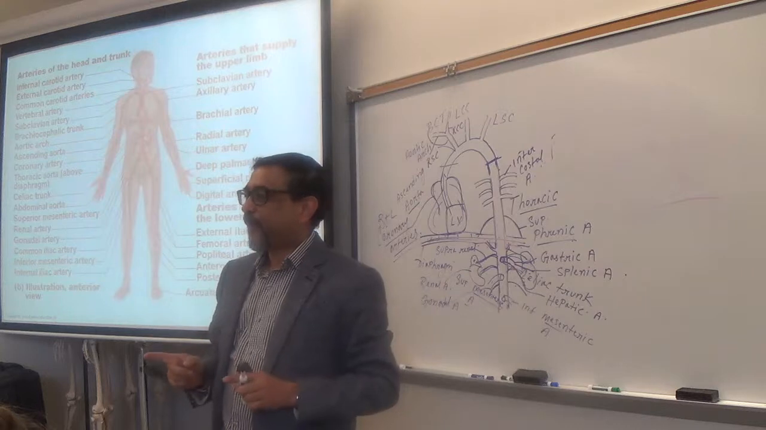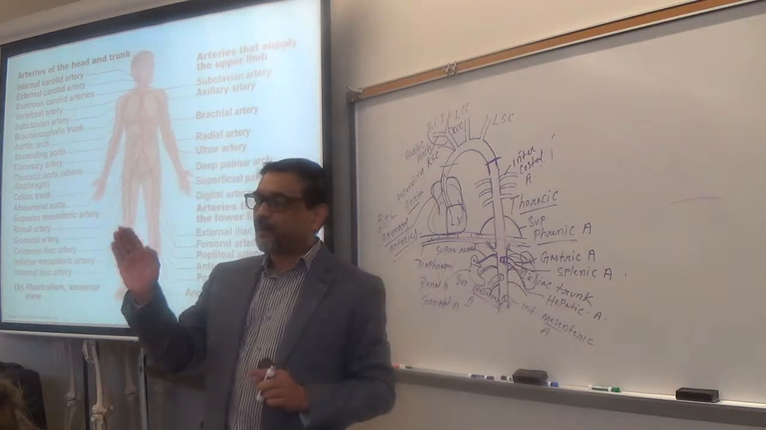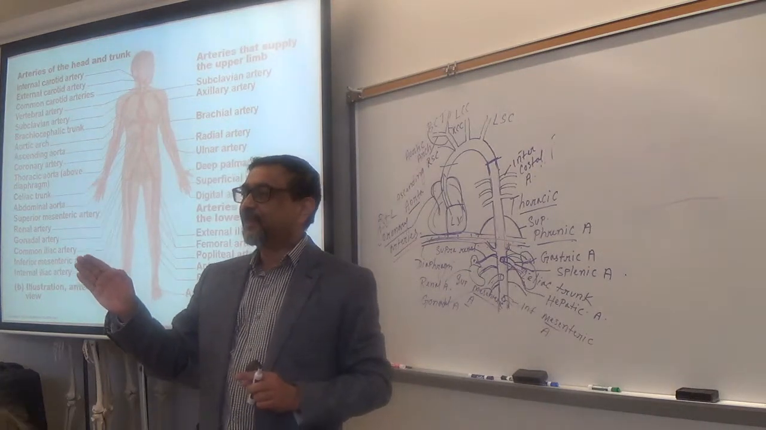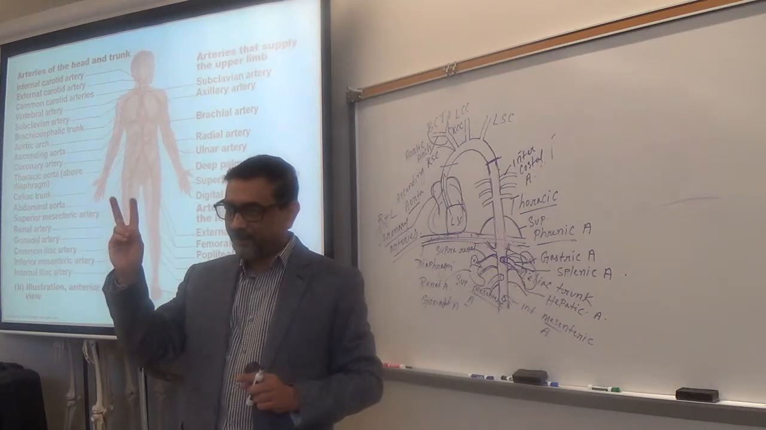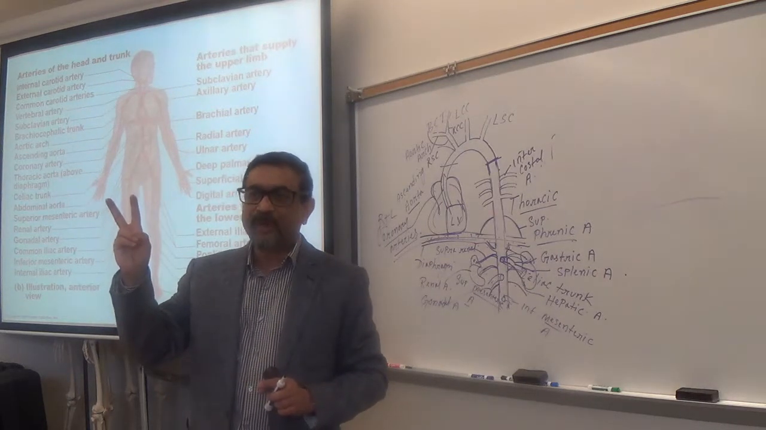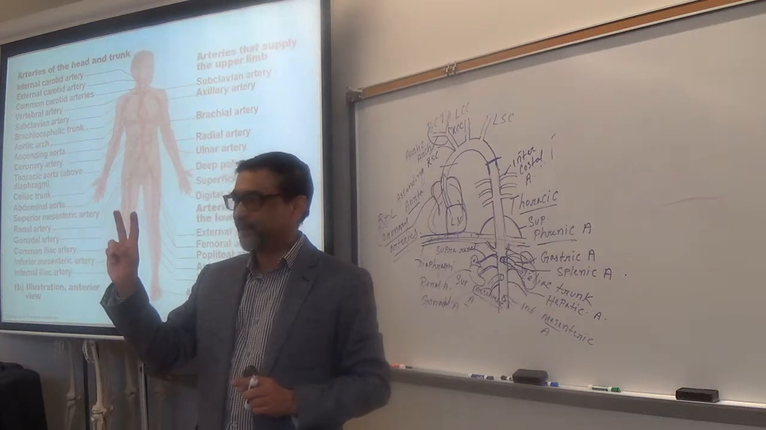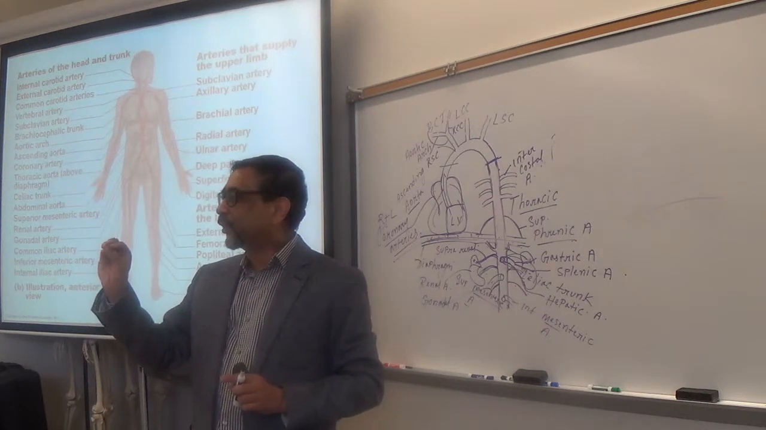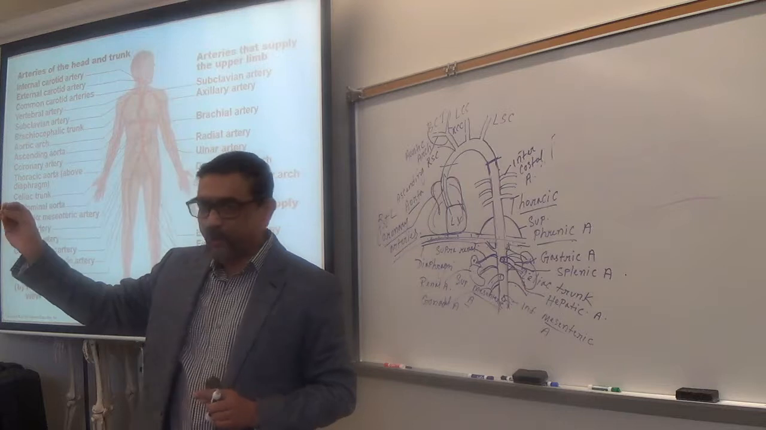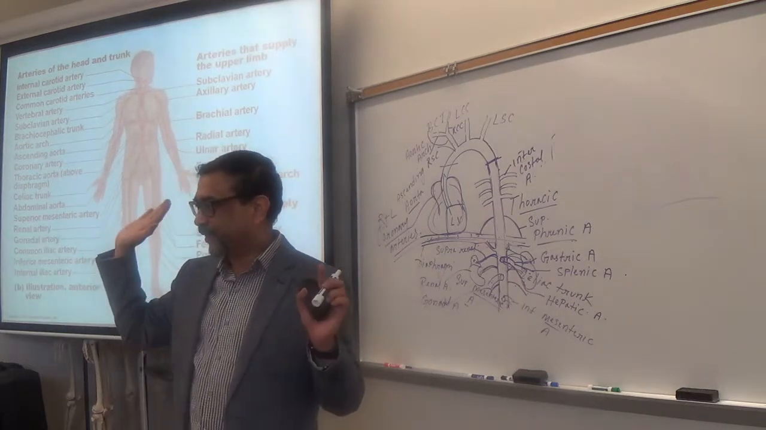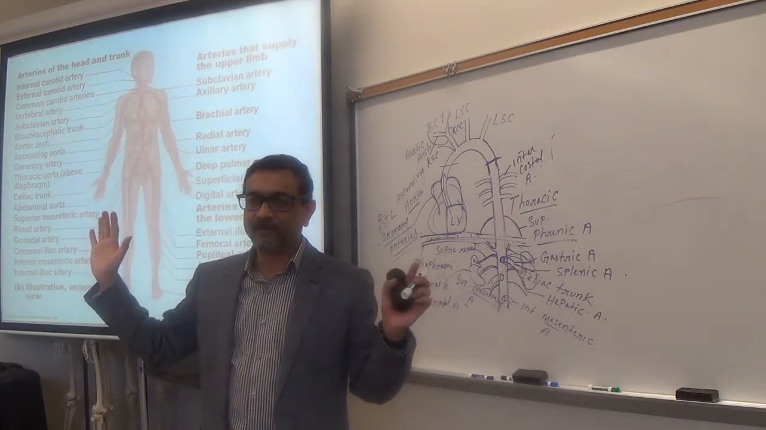Now common. I said when you hear common in arteries, usually common divides into what? Two. Internal and external. So both right common carotid and left common carotid will divide into external and internal. Make sense? Because both are common.